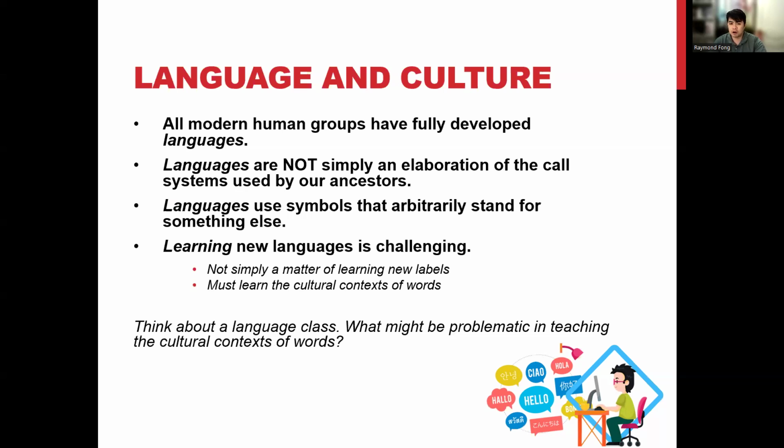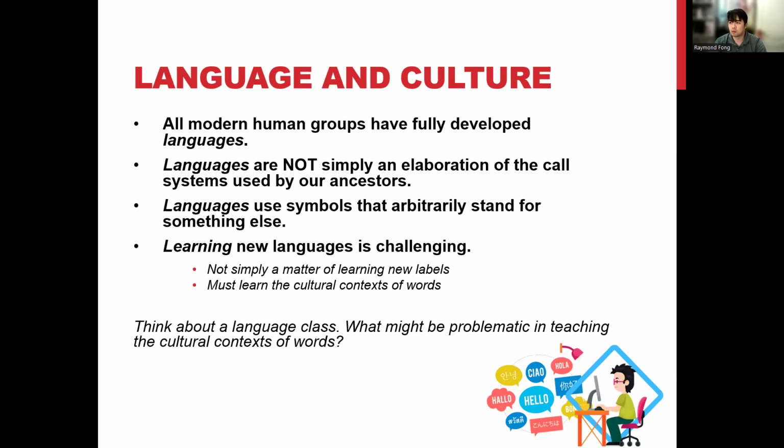Again, all modern humans have fully developed languages. There's no such thing as an underdeveloped language. Languages are not simply an evolved version of call systems. Call systems and languages are completely different parts of our brain. Languages use symbols that stand arbitrarily for something else.